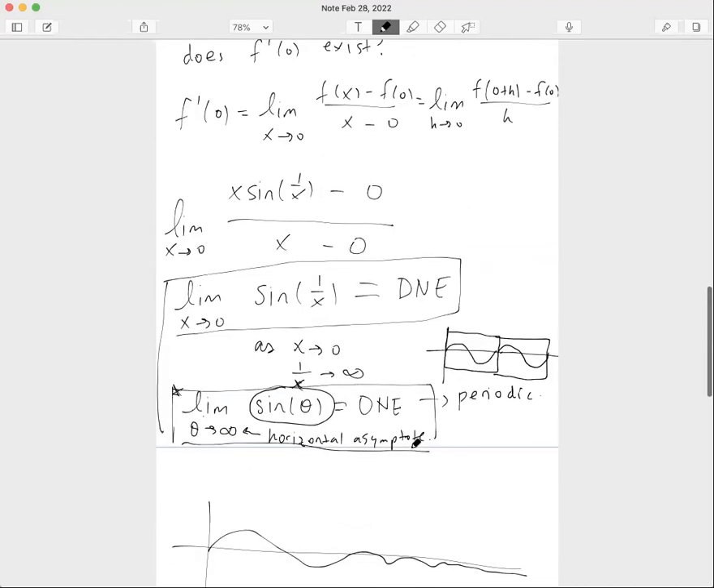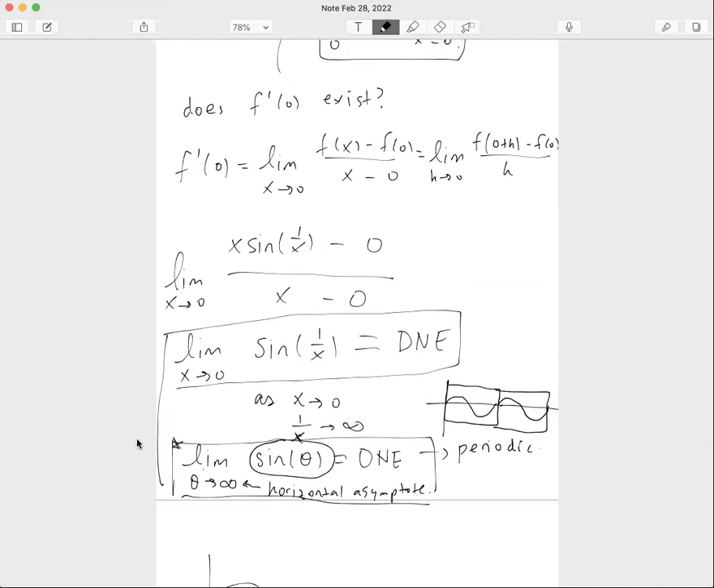Okay, so does that make sense? If this is true, as the angle goes off to infinity, certainly sine cannot approach anything. By the same token, since these limits are pretty much the same thing, as x goes to 0, sine of 1 over x can't approach anything. Because again, as x approaches 0, the angles are approaching infinity.